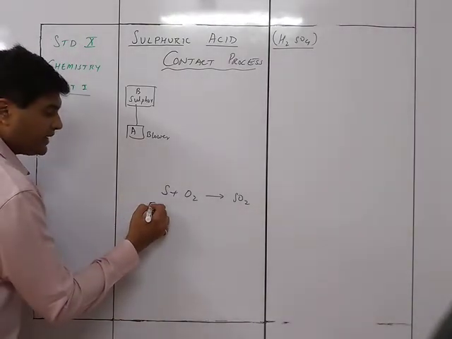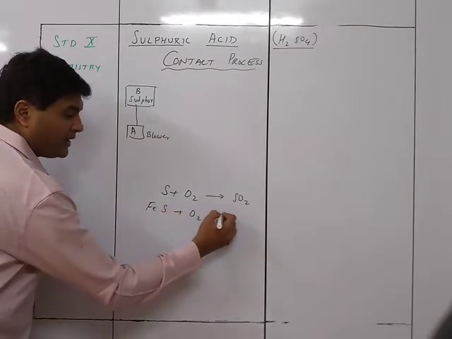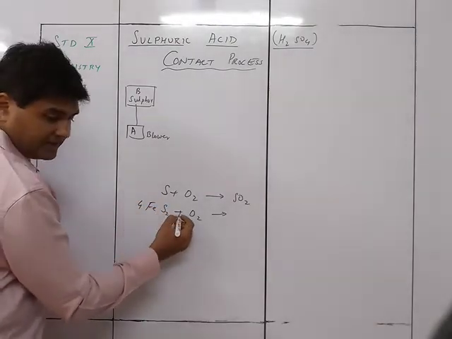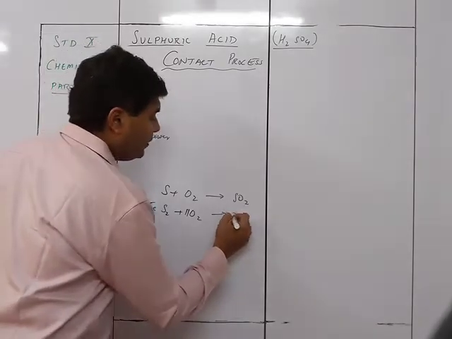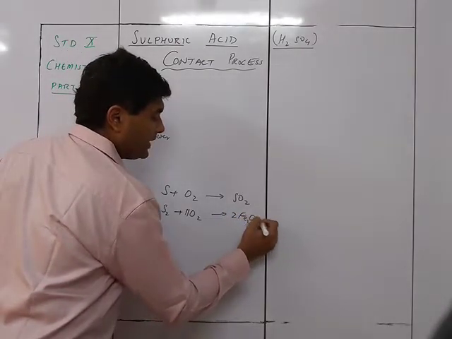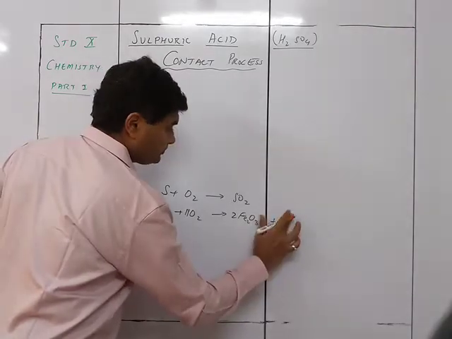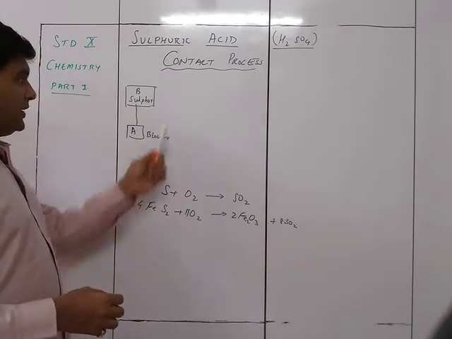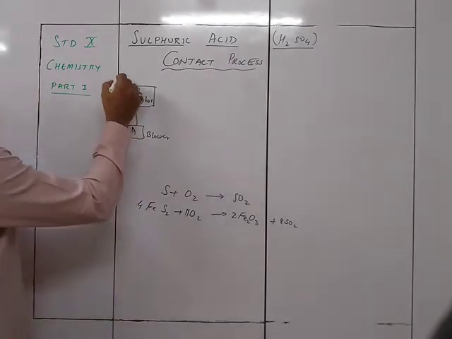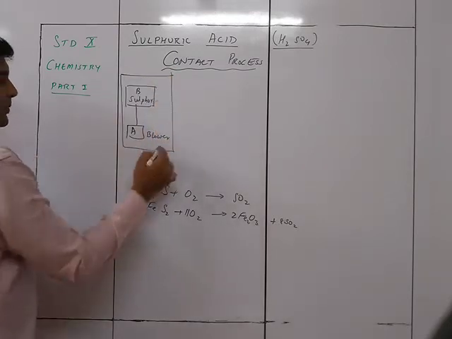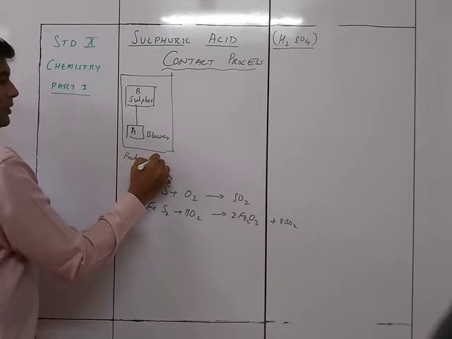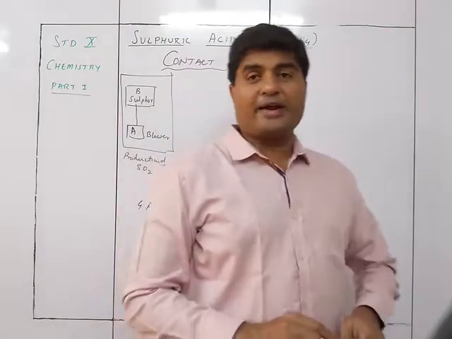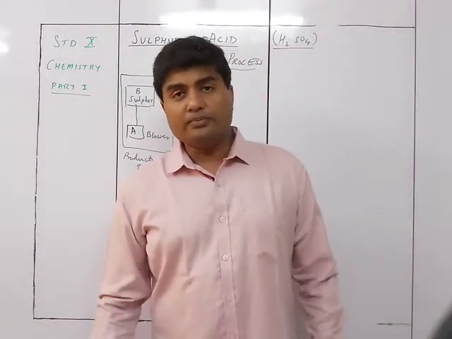Now the same process can also be done with iron pyrite. We can take iron pyrite and oxygen, and we are going to get the same result over here. So this will be 4 FeS2 plus 11 O2 giving 2 Fe2O3 plus 8 SO2. These are the reactions which are going to take place in this particular section. This section over here is called the production of SO2.